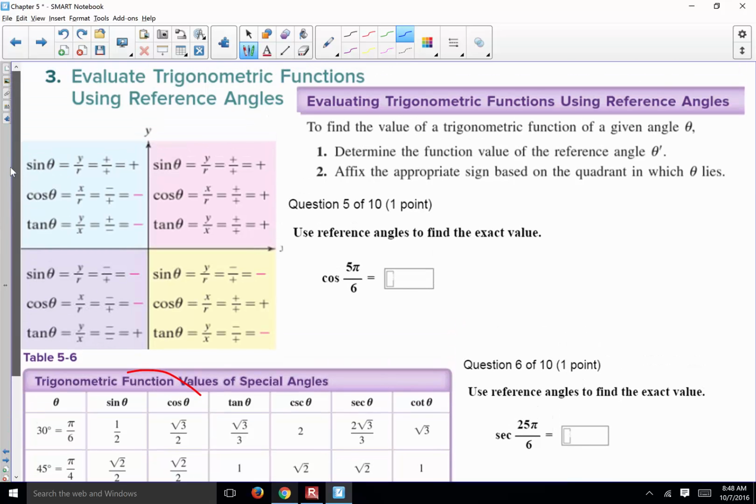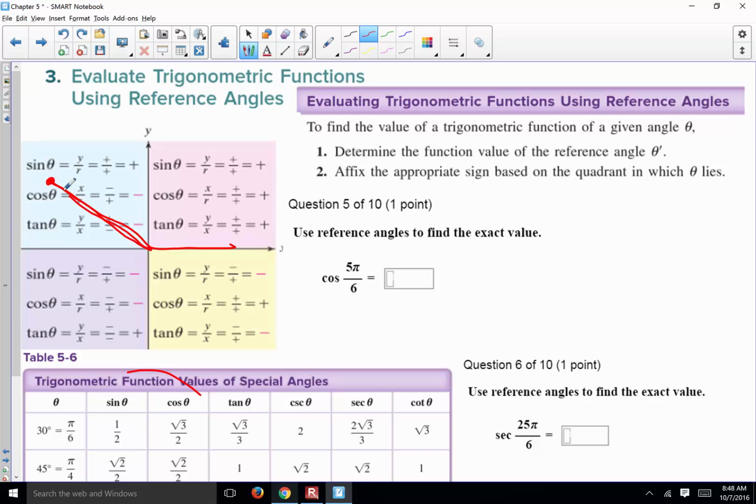This is 5 pi over 6. And how much is 5 pi over 6 in degrees? 150. How do I do 150? First visualize where it is. 150 is a little bit more than that. Somewhere here. Why did I put it on here? Because I want you to use this table.